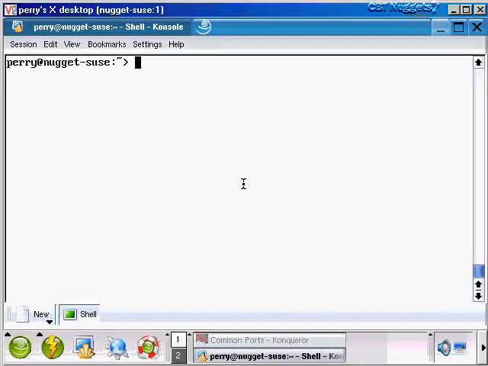Another useful network application is the DIG utility. DIG stands for the Domain Information Groper. This groper here will go out and sort of get information about various domains.